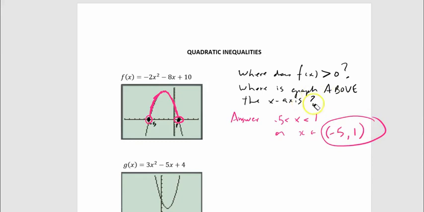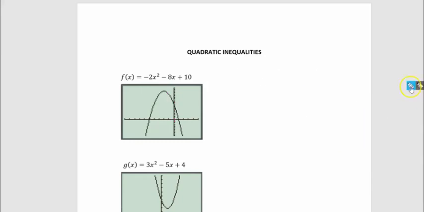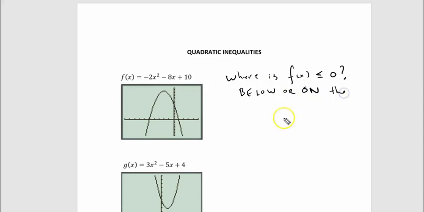So why don't I change the question? Let's ask, where is f of x less than or equal to 0? Well, because of the symbol here, you're asking where is it below or on the x-axis. And so we include where it's on the x-axis and then where it's going to be below.